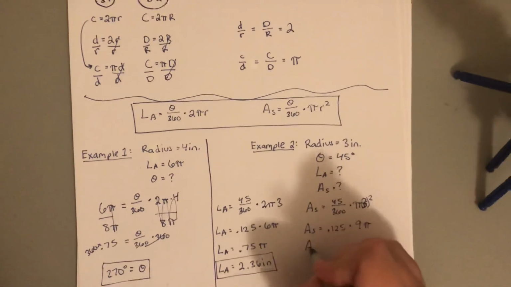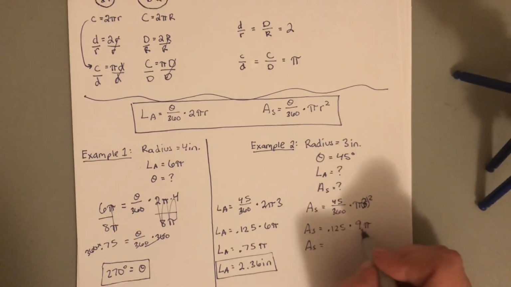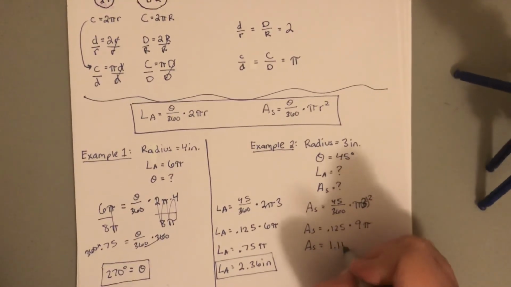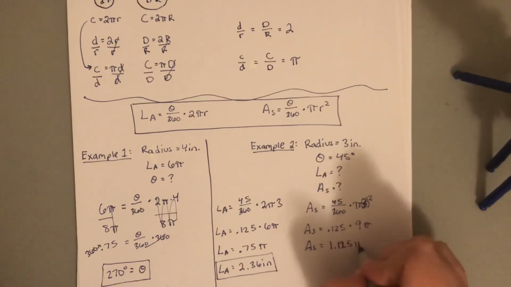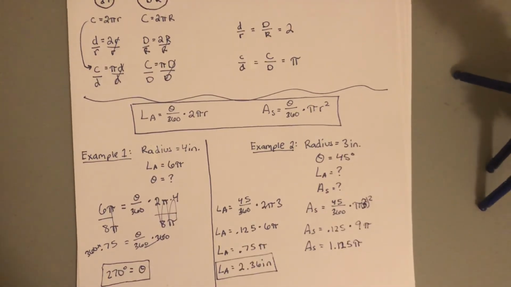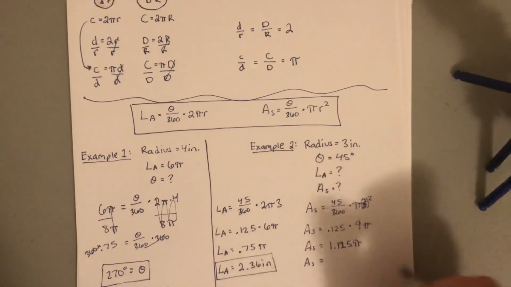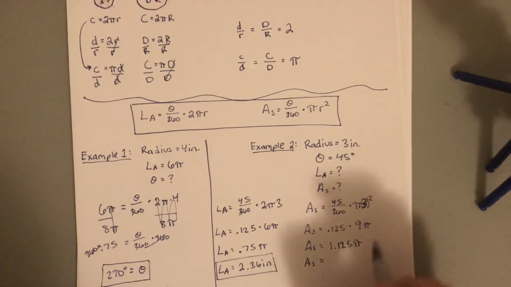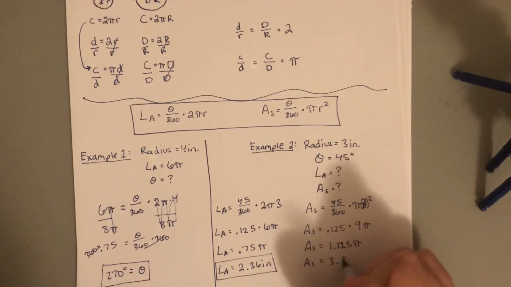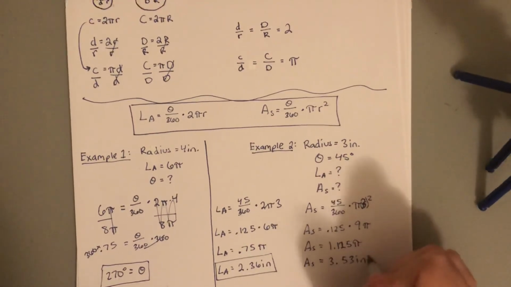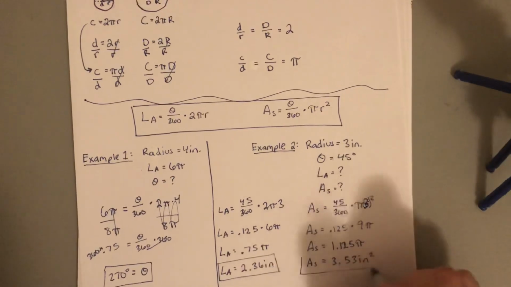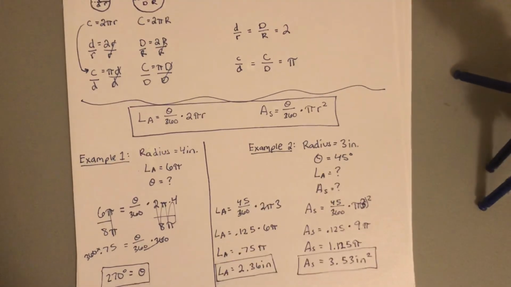So I can simplify some more. 0.125 times 9 is 1.125 pi. And then I can figure out what that actually equals. 1.125 times pi is 3.53 inches squared because it's area, so it's going to be square inches.